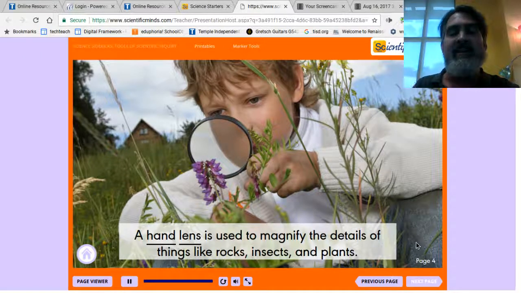A hand lens is used to magnify the details of things like rocks, insects, and plants. And we'll talk a little later on in the year about how a magnifying glass, a microscope, and a telescope all refract light.